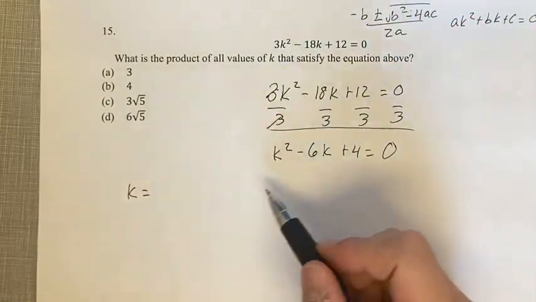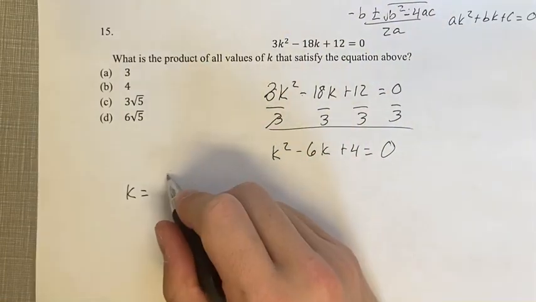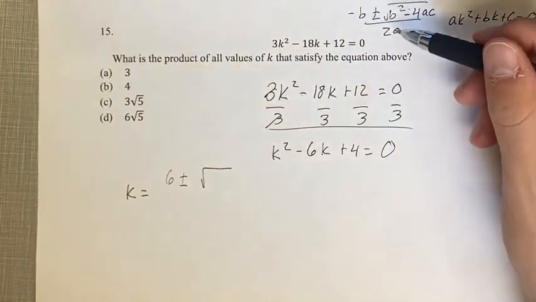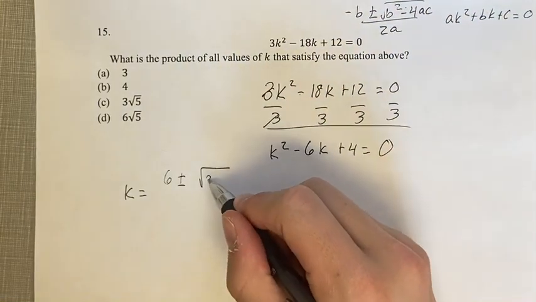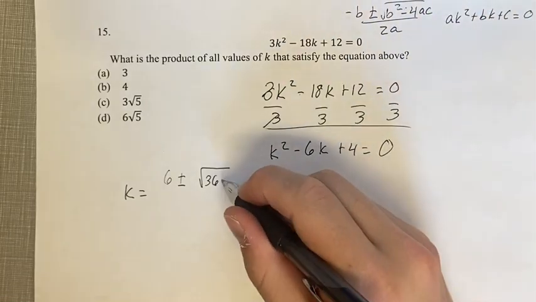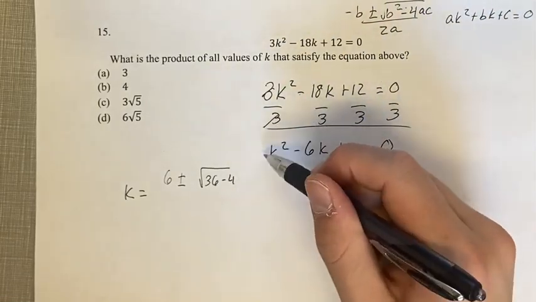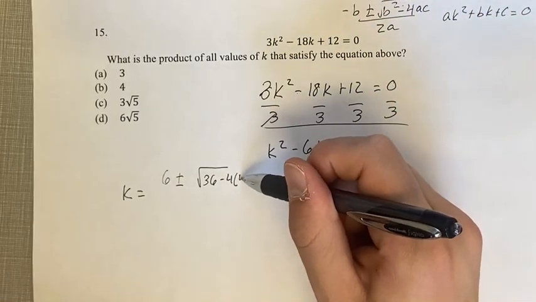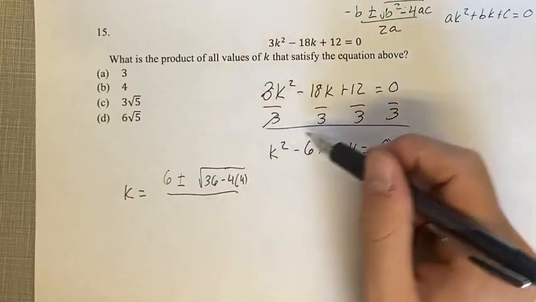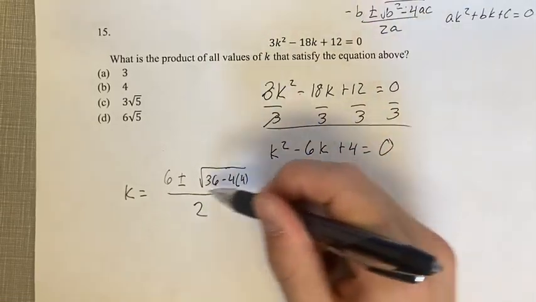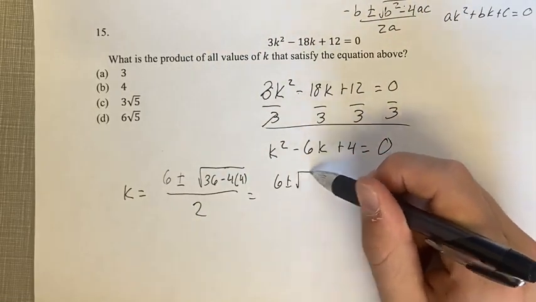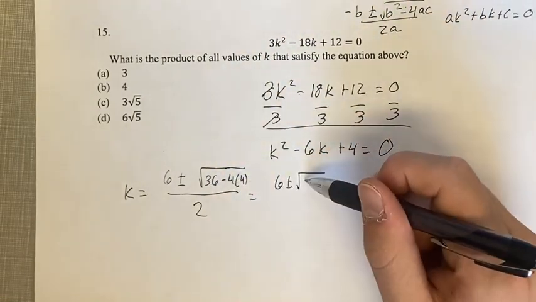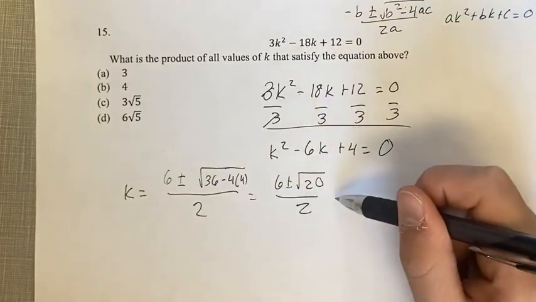So in this we have negative b is negative 6, so positive 6, plus or minus the square root of b squared, which is negative 6 squared, so 36, and then minus 4 times a, which is 1, times c, which is 4. 1 times 4 is 4, so this is just 4 times 4. Divided by 2 times a, which is just 2 times 1, which is 2. So you have 6 plus or minus the square root of 36 minus 4 times 4, which is 16. 36 minus 16 is 20, over 2.